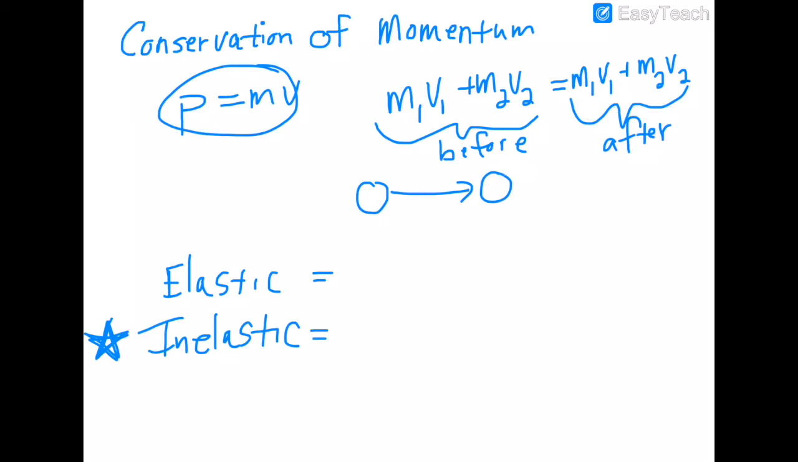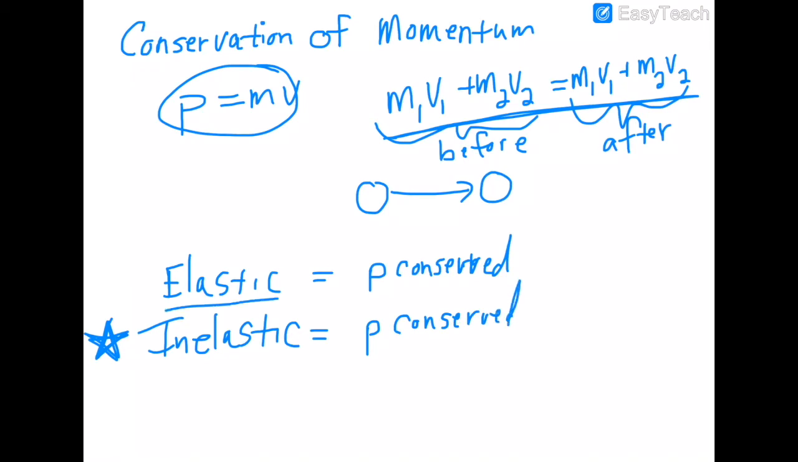What it basically means is that momentum is conserved, which means this right here: the momentum before a collision and after the collision will always be equal. So the momentum is conserved in any type of collision. So momentum is conserved here, momentum is conserved here. So what's the difference between elastic and inelastic if momentum is conserved in both collisions? The key is that the kinetic energy is not conserved in inelastic collisions.